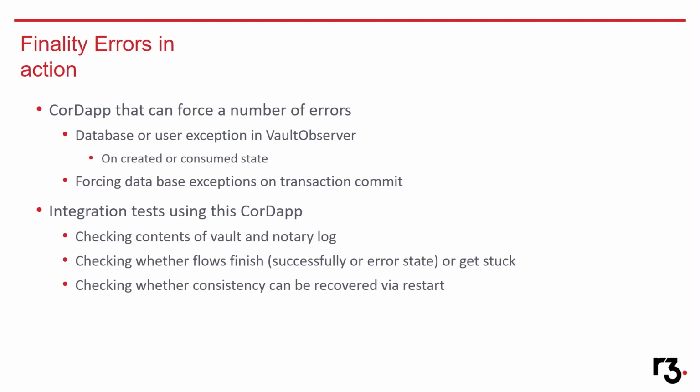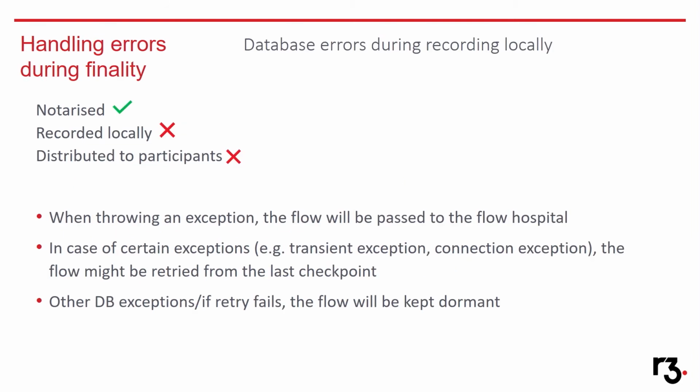And then I went ahead and wrote integration tests in Corda that run this app in various configurations and trace the vault and the notary log to see if they're consistent or inconsistent, and check whether flows finish successfully or unsuccessfully, or get stopped and get stuck waiting for user interaction to rescue them. And in the last case, I've also written tests to see whether we can actually rescue the transaction or the states by fixing the problem and rerunning the flow. So let's go through a few of the error cases we can have here.